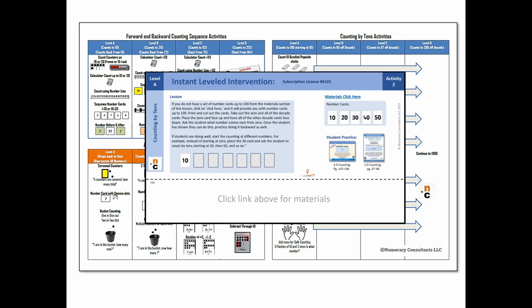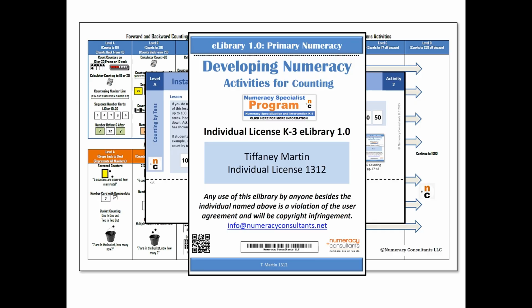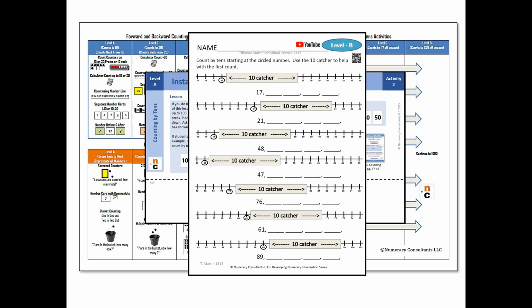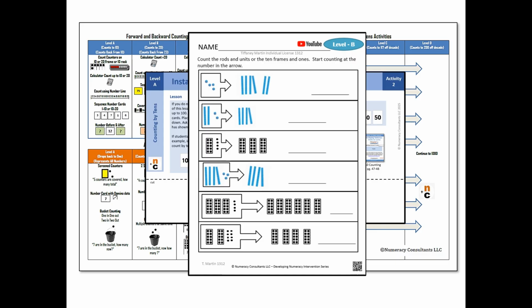Also, we have our 1.0, which is a lot of extra practice. So you would be able to go through and do those extra practice pieces that are in that. So when you think level activities guide, think that instant intervention resource, and that's really structured to help you figure out what you need to do as well.